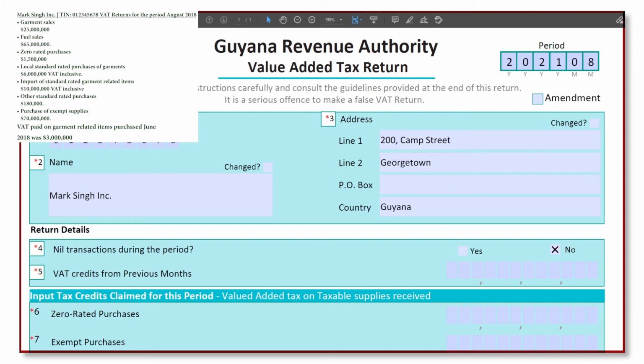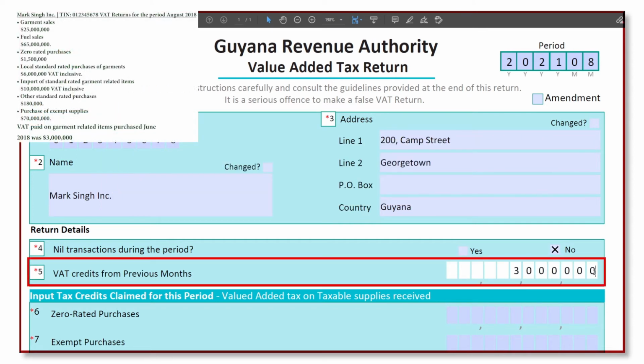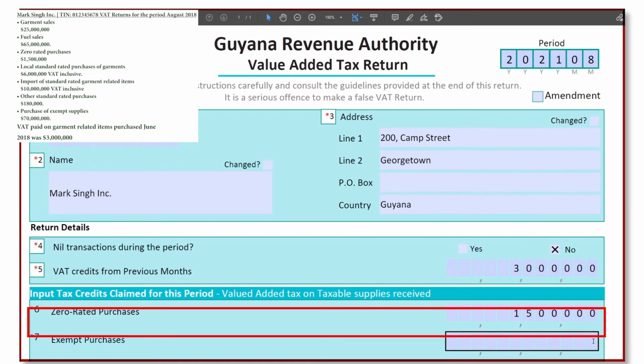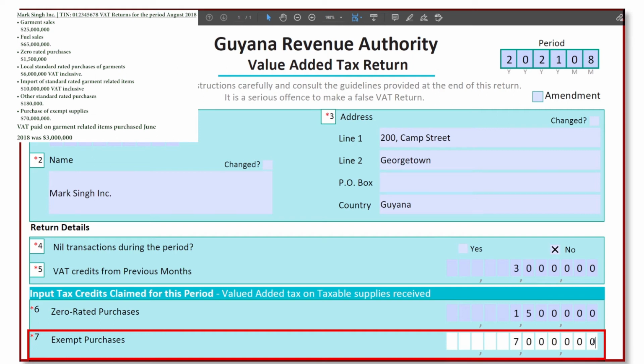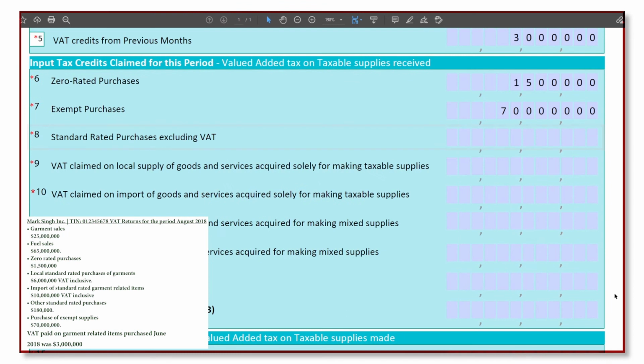To begin, we must distinguish whether garments and fuel are zero-rated, exempt from VAT, or standard rated. Garments are standard rated at 14%, while fuel is exempt. After completing the taxpayer information, insert $3 million in line 5, VAT credits from previous months. In line 6, enter $1.5 million in zero-rated purchases and $70 million in line 7, exempt purchases. Line 8 calls for standard-rated purchases excluding VAT.